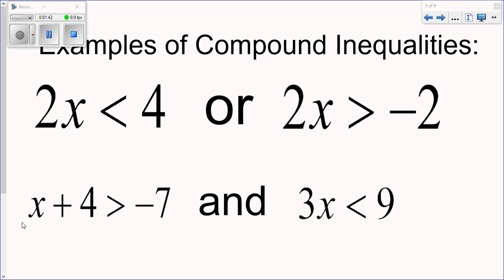Another one would be x plus 4 is greater than -7 and 3x is less than 9. Again, solve for x on both of these, and with the word and, you have to follow both rules in order to be a solution.